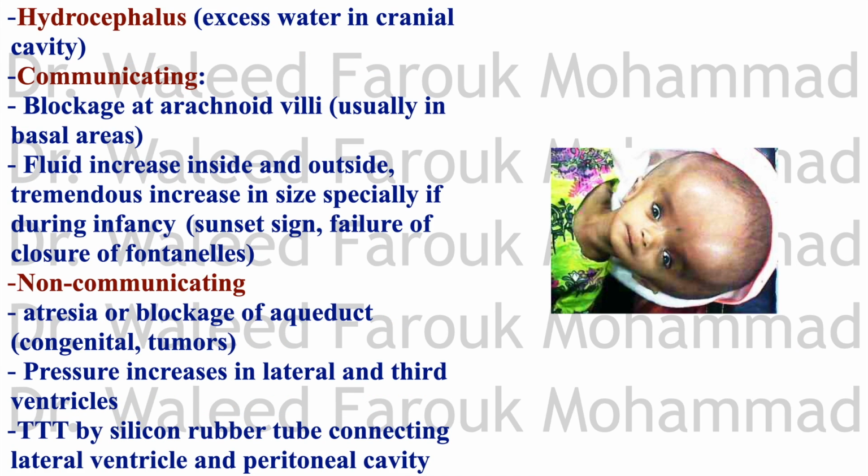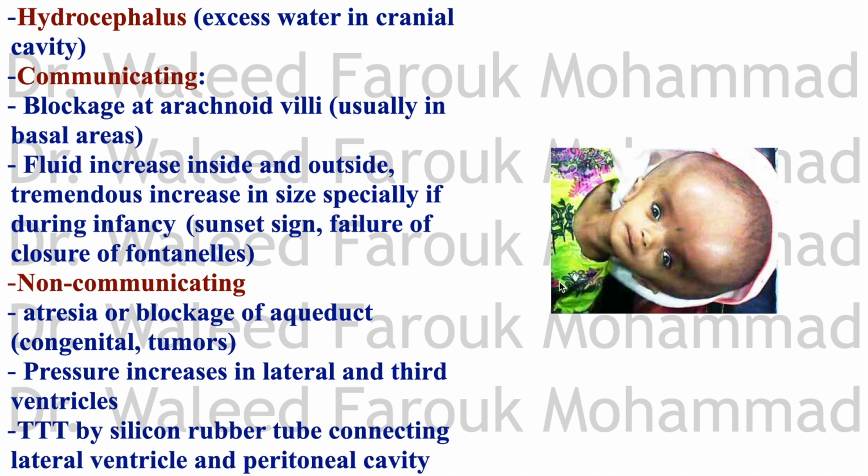Hydrocephalus means excess water in the cranial cavity. It has two types. The communicating type involves a blockage at the arachnoid villi, usually in basal areas. Fluid increases inside and outside because it's at the level of arachnoid granulation, so the whole circulation is affected. There is a tremendous increase in size that gives rise to certain signs such as the sunset sign, as you can see here, failure of closure of fontanelles, and of course enlargement of the skull.